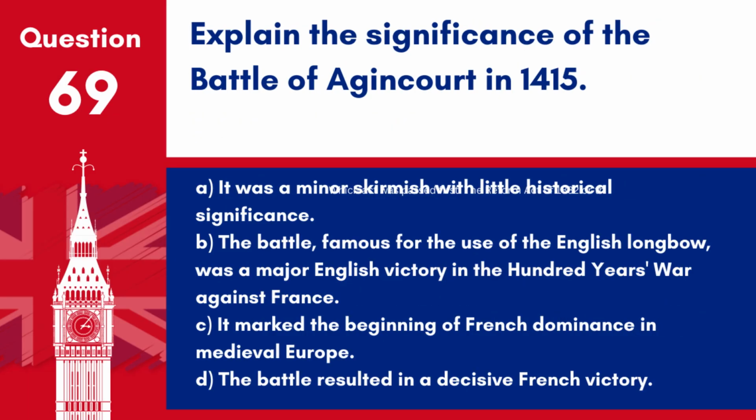Question 69. Explain the significance of the Battle of Agincourt in 1415. A. It was a minor skirmish with little historical significance. B. The battle, famous for the use of the English longbow, was a major English victory in the 100 Years' War against France. C. It marked the beginning of French dominance in medieval Europe. D. The battle resulted in a decisive French victory.